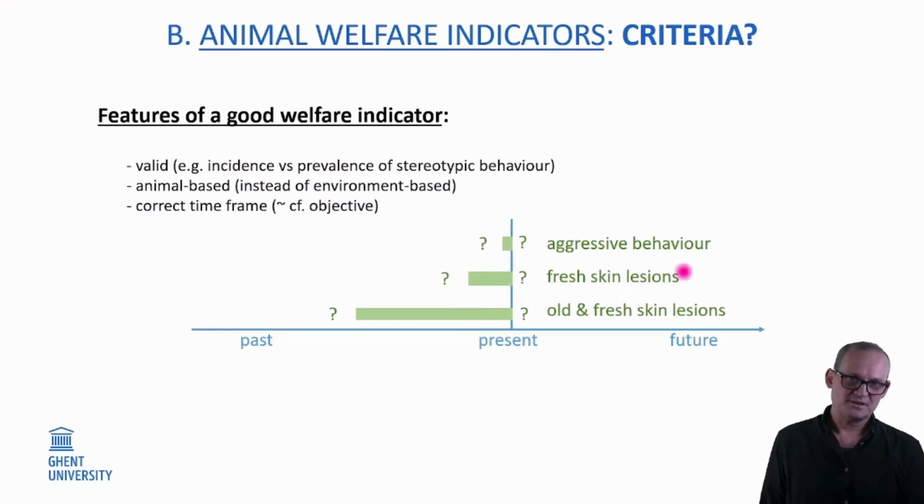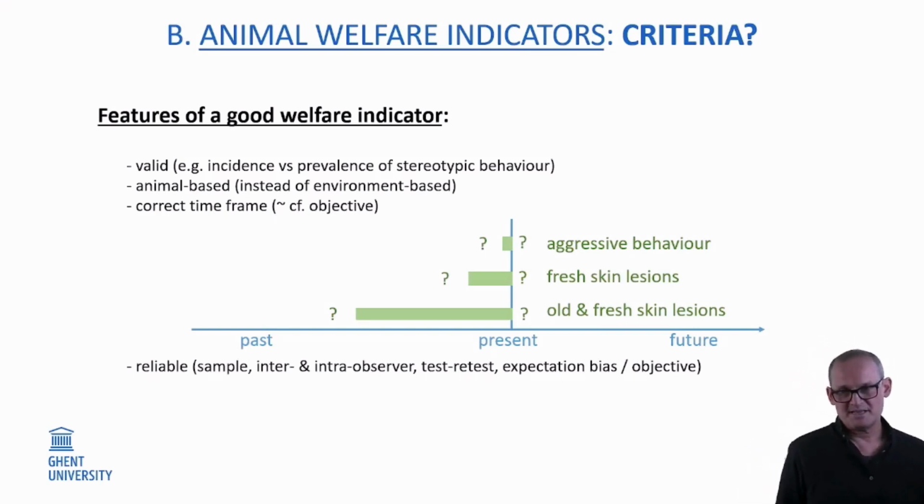And then you could say, for example, okay, we're not going to look at aggressive behavior, but we're going to look at the effect of aggressive behavior on the skin and count and quantify the skin lesions of the animals. You could say, well, we want this time frame because we will only go to a farm 2 times a year, so we want this time frame to be as long as possible. And then it could be an argument to also include old skin lesions and not only count the fresh skin lesions. So you have to be very clear about your time frame.